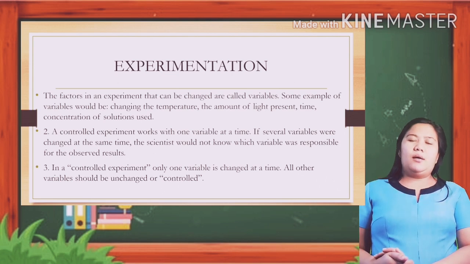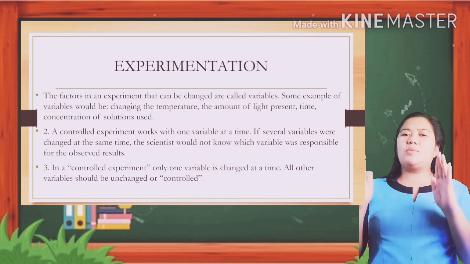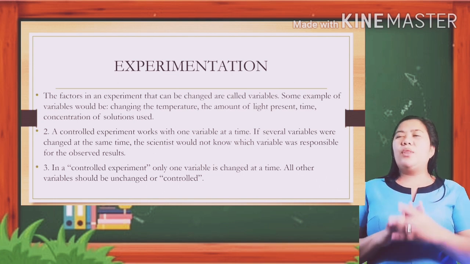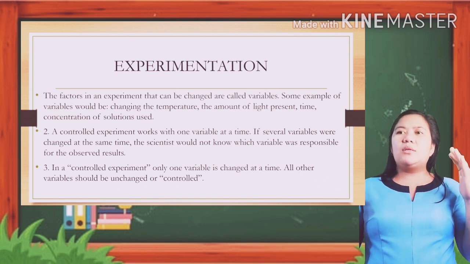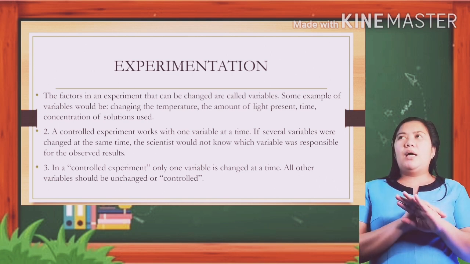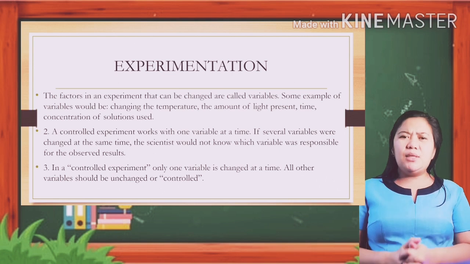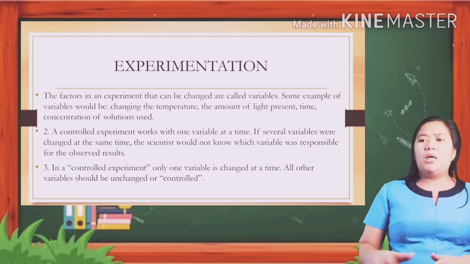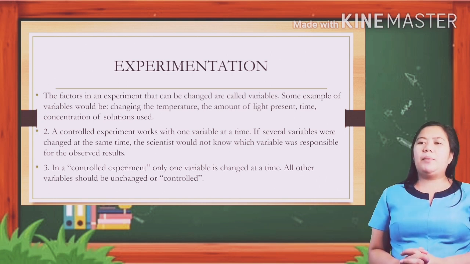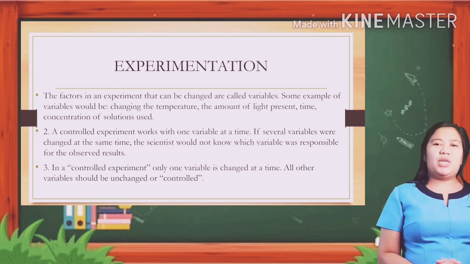That's why you need to have a controlled experiment, because in the controlled experiment, you need to set it as your standard. So there will be no changes at all in this particular group or population. With all the factors that you will consider in your experimentation on this particular group, you need to control them, and there will be no changes at all in this population or group. Now, in a controlled experiment, only one variable is changed at a time.